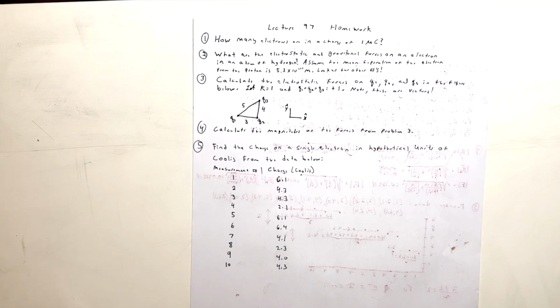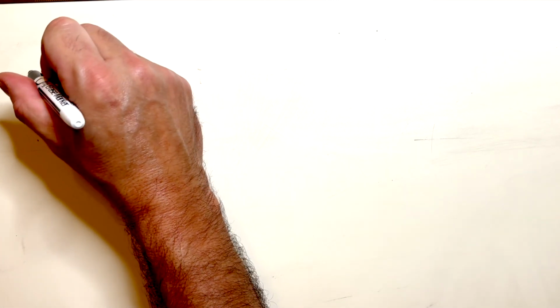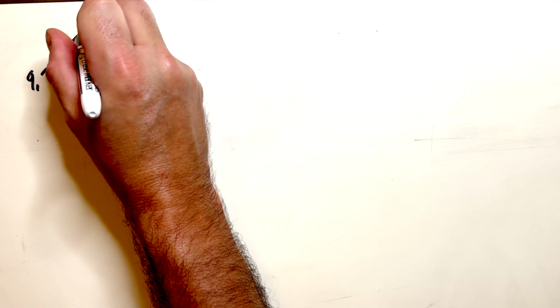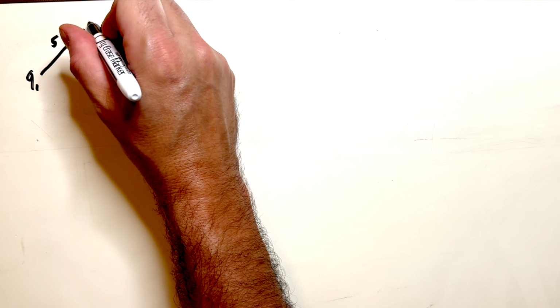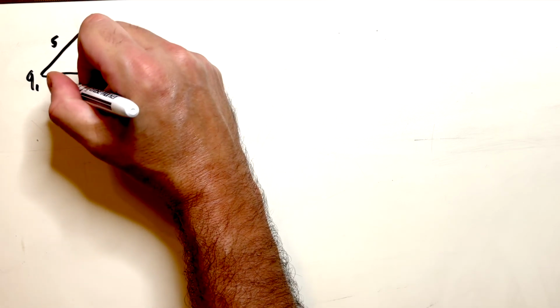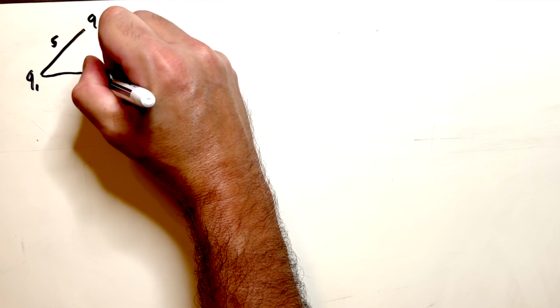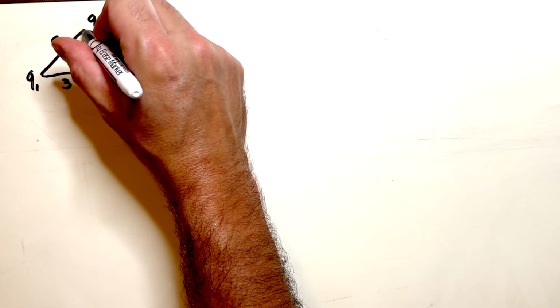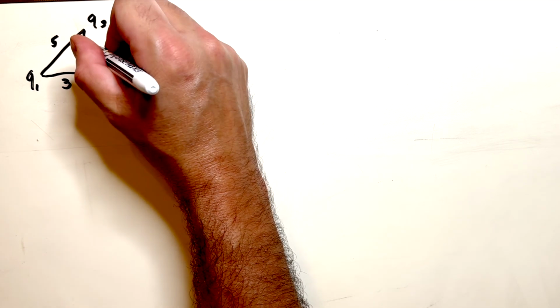Okay, number 3. Calculate the electrostatic forces on Q1, Q2, and Q3 in the figure below. Let K equal 1 and Q1 equal Q2 equal Q3 equal plus 1. Note these are vectors, so this is a vector problem. We should start by drawing what's going on here. The distance from Q1 to Q3 is 5. The distance from Q1 to Q2 is 3, and the distance from Q2 to Q3 is 4.